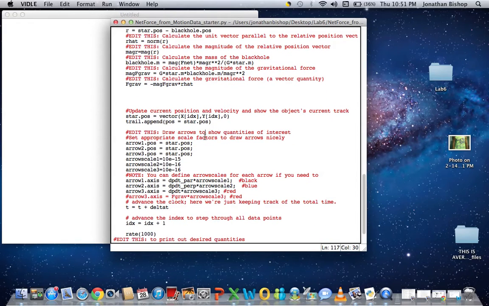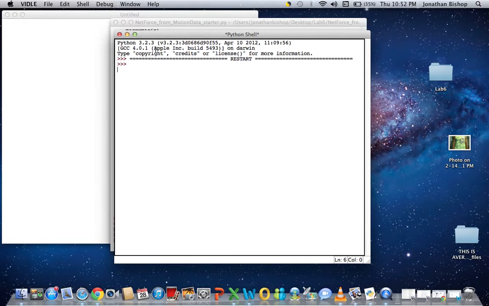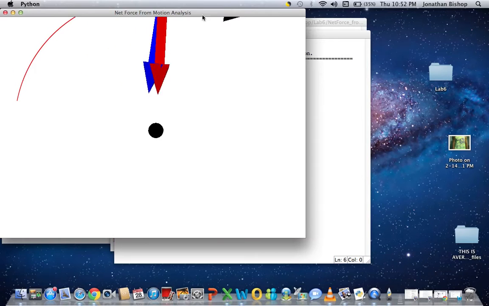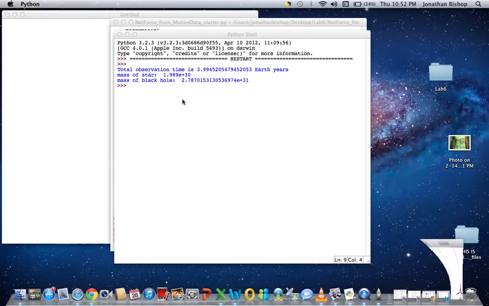So I created arrows to represent the dP dt parallel, dP dt perpendicular, and the dP dt. Keep in mind that the parallel portion is the same as F net parallel, and same with the perpendicular and dP dt. So I'm going to run my code. There's my star, there's a black hole, here's dP dt, here's the parallel, and here's the perpendicular. And it gives me the mass of my black hole, which is right there.